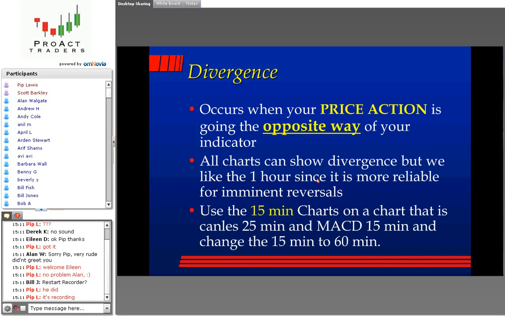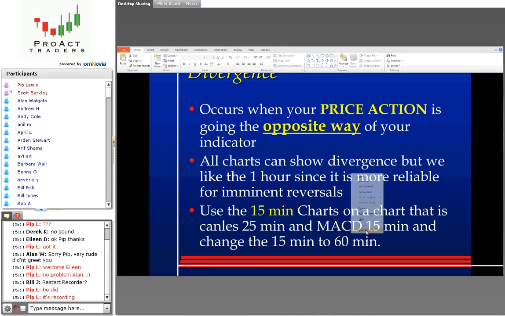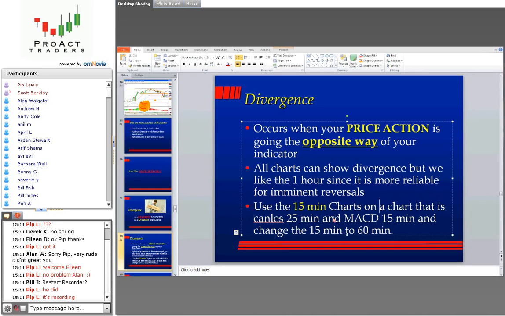So we use the 15-minute charts on a chart that has candles, and that's messed up. Hold on just a minute. We use the 15-minute charts on the 6 aces. And we change the 15-minute to 60 minutes.